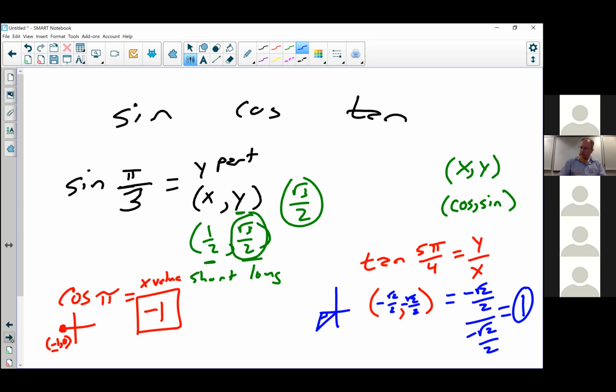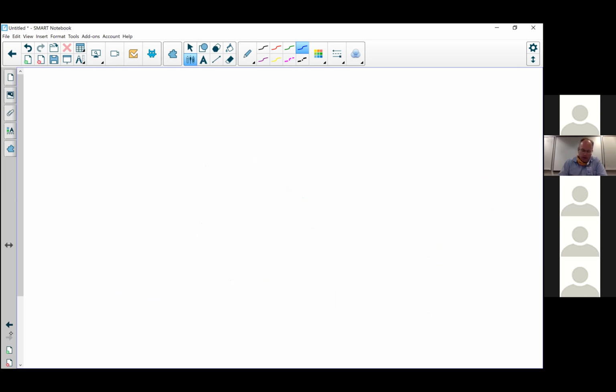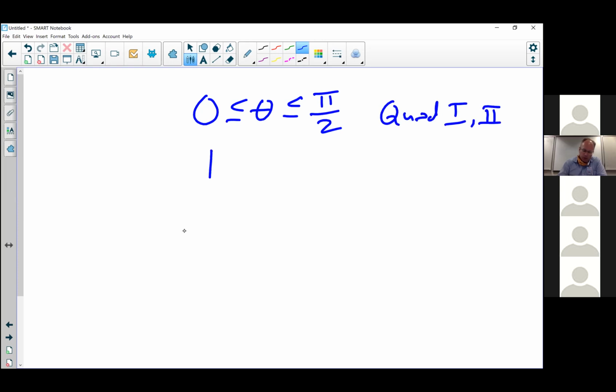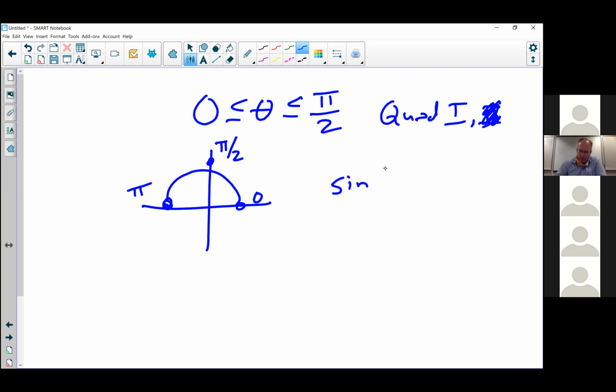All right. The last ones, they might give you in the directions that we're going between. So you have to know that this is quadrant 1 and 2. Because from here to here, this is 0. This is in quadrant 1. That's pi. So this up here has to be pi over 2. So this is in quadrant 1.